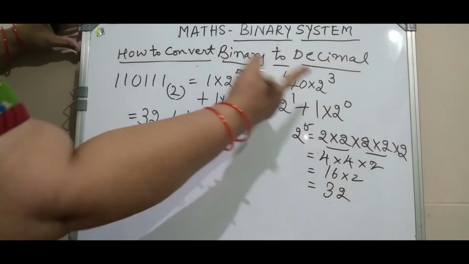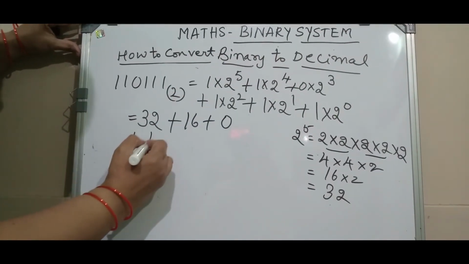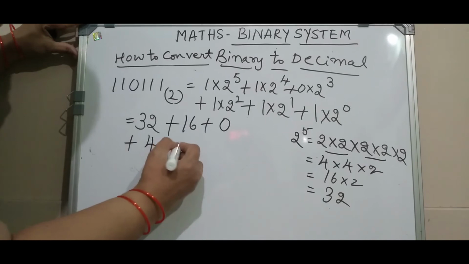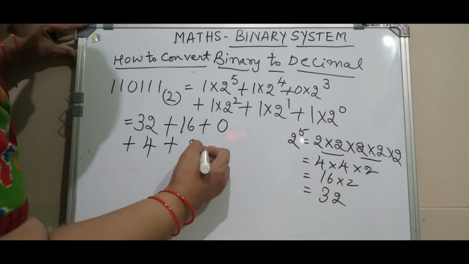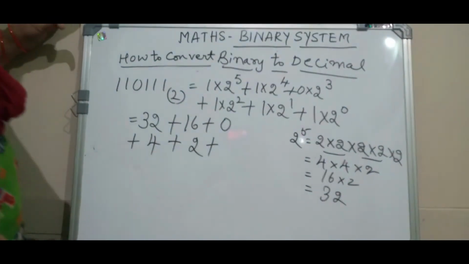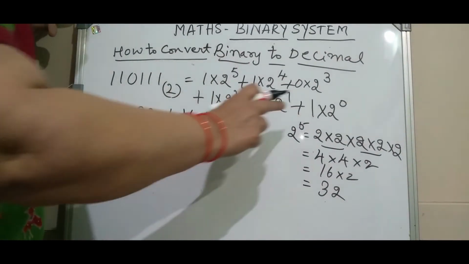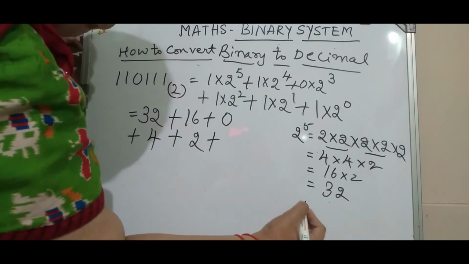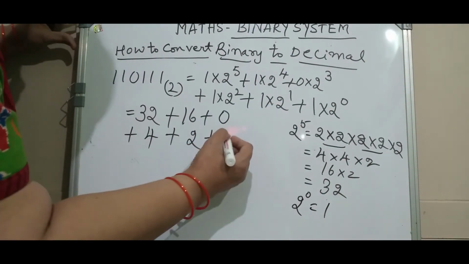And again let us come back here. Plus 1 into 2 square means it is 4. Again plus 1 into 2 to the power of 1 means again 2, plus here you observe 2 to the power of 0. Any number raised to the power of 0, the value will be 1. So 2 to the power of 0 will be equal to 1. So 1 into 1 is again 1 here.